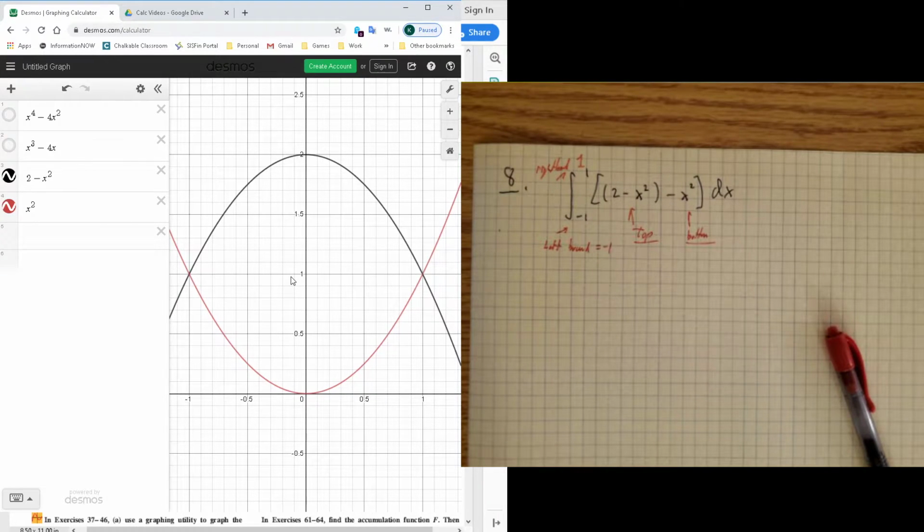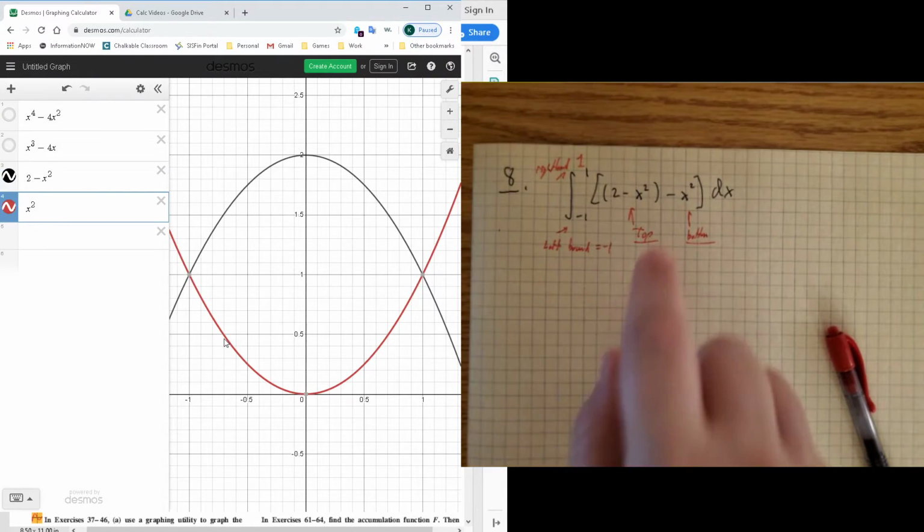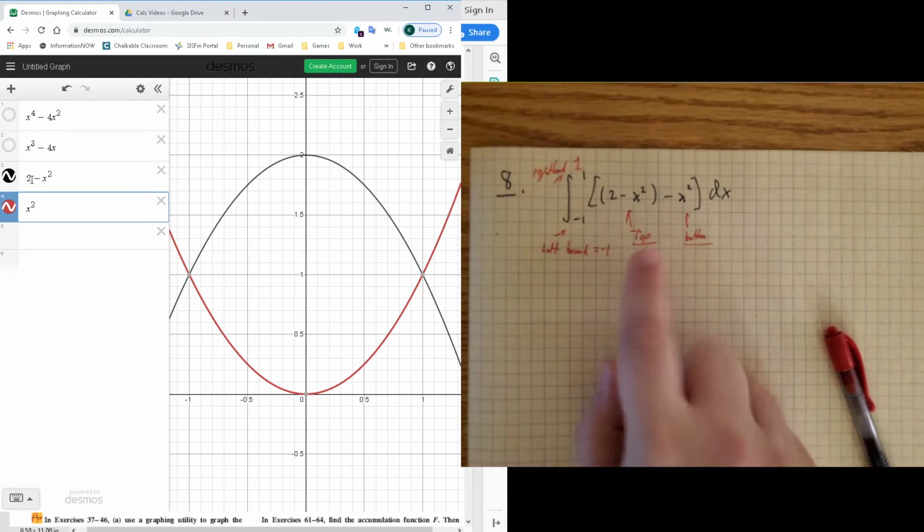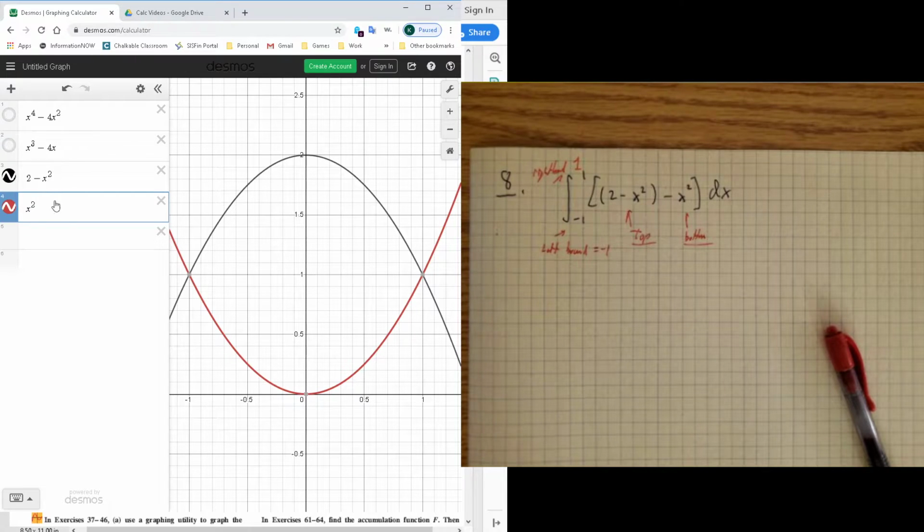And so how are we going to do that? Well, we're going to define the integral from -1 to 1 of this first curve minus the integral from -1 to 1 of this red curve. So again, it's always top minus bottom. The top curve, 2 minus x squared, that's in black. The bottom curve is just x squared, that's there in red.